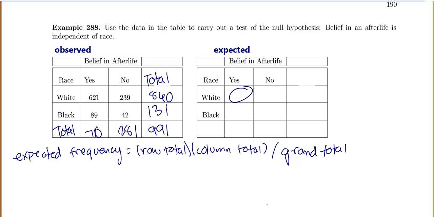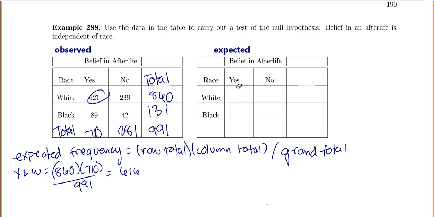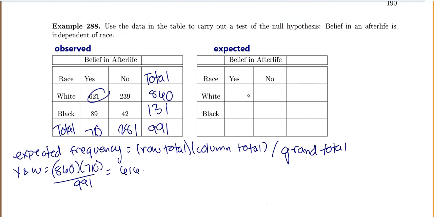Okay, so now with that, let's say I want to find it for yes and white. So for yes and white, that's 860 and 710 over our grand total of 991. So this is going to give me 616. And I think because all of these numbers are so big, I just kind of rounded to the whole number.